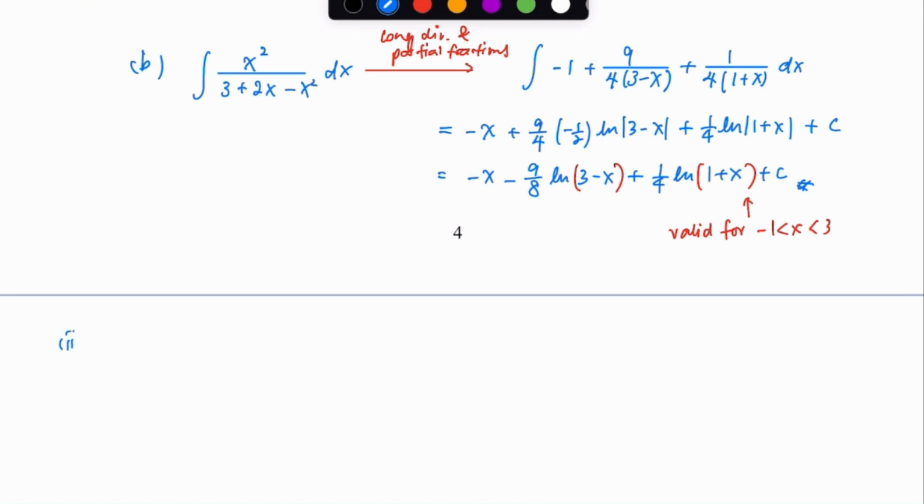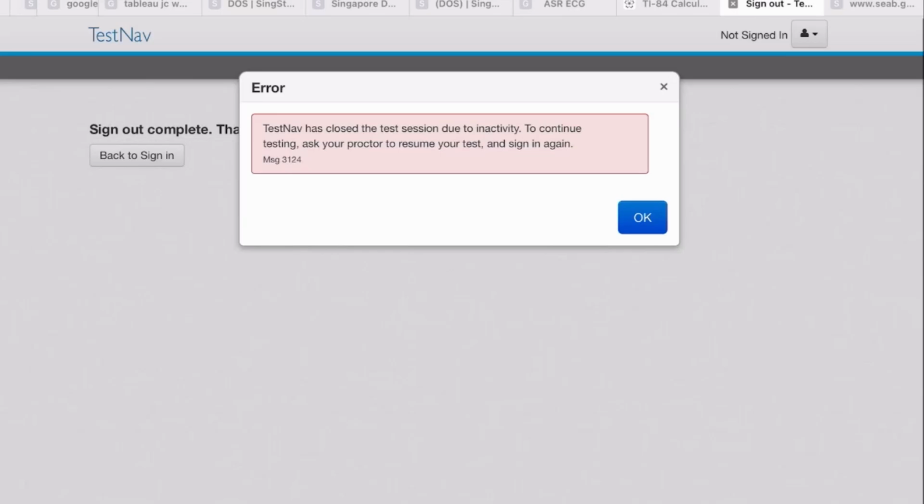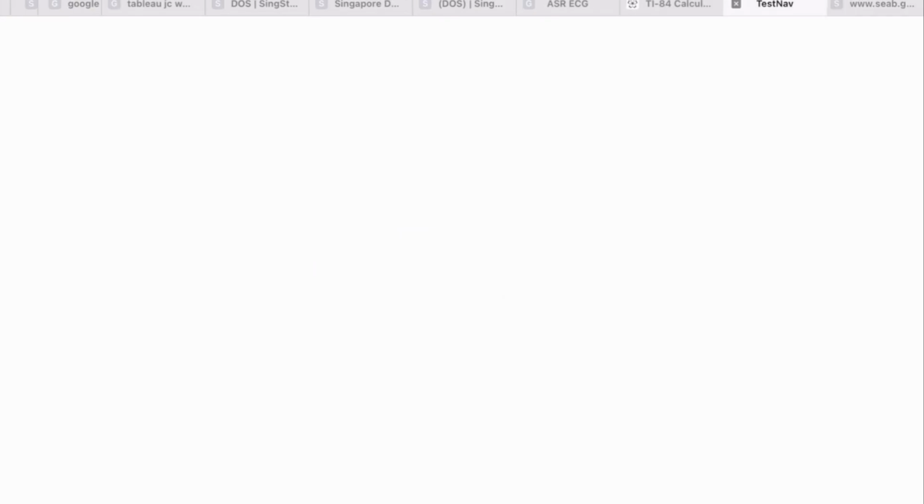Part two, we are required to find the area bounded by the curve, the x-axis, and the lines. So you can roughly sketch and see how this graph looks like. Very quickly, let me go to your calculator. Sorry, taking a while.